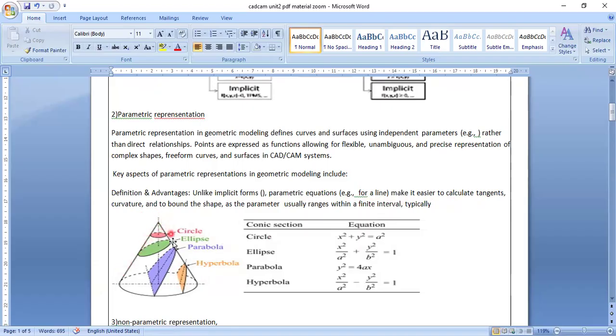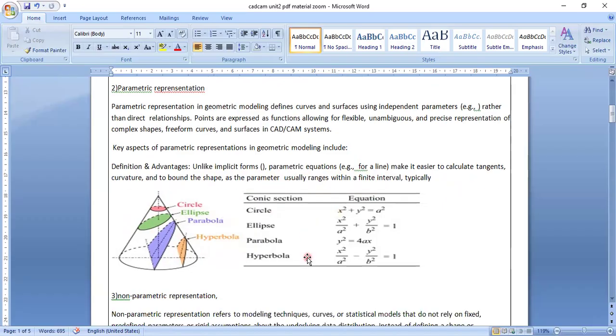This is a tangent line you can see for the circle. The ellipse also has a tangent line. The shape has a parameter that usually ranges within a finite interval of times. So what are the parametric representations in CAD/CAM? We can say that they are divided into four types: circle, ellipse, parabola, and hyperbola.